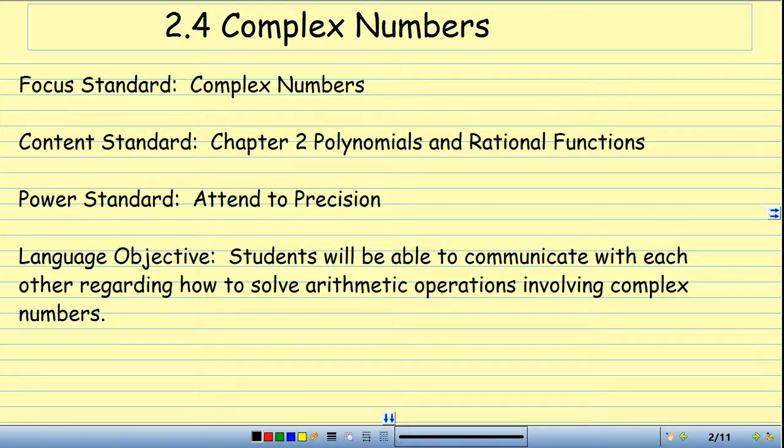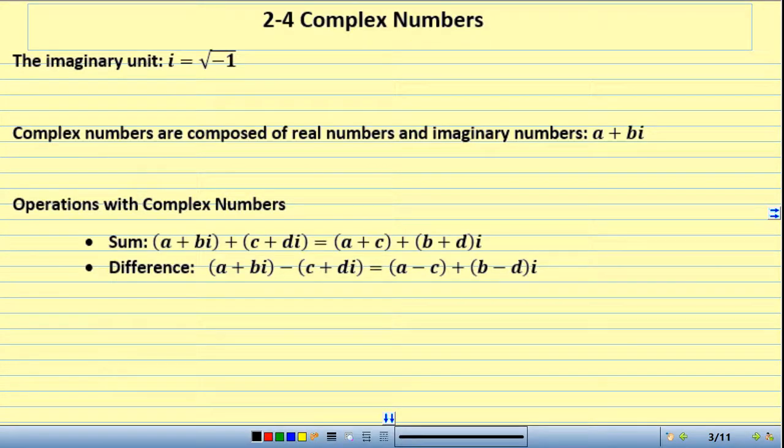Our language objective is that students will be able to communicate with each other regarding how to solve arithmetic operations involving complex numbers. So without much further ado, we are going to jump directly to complex numbers.